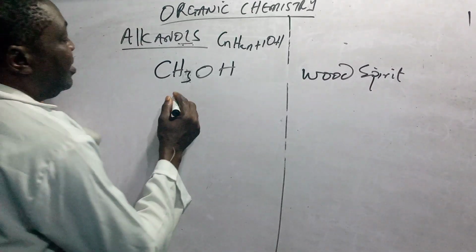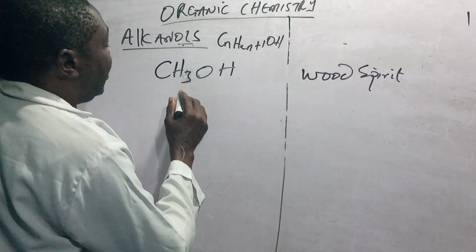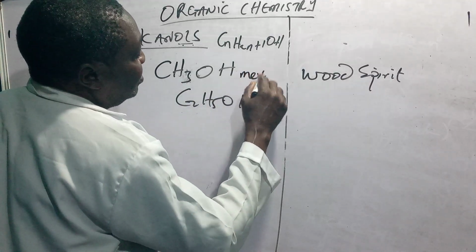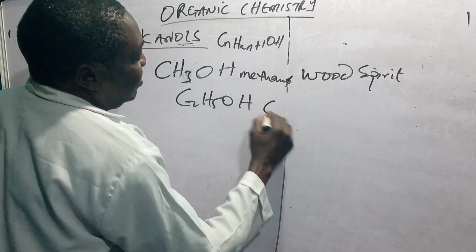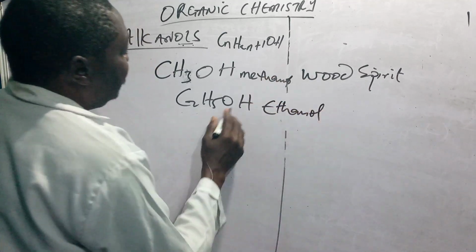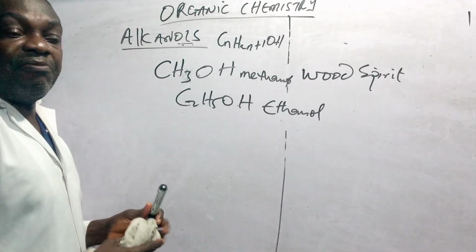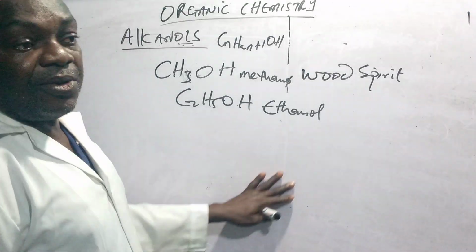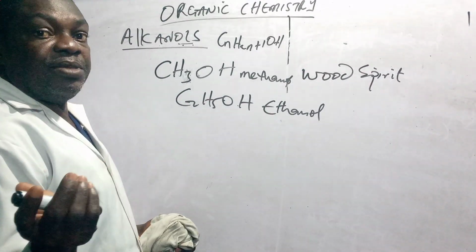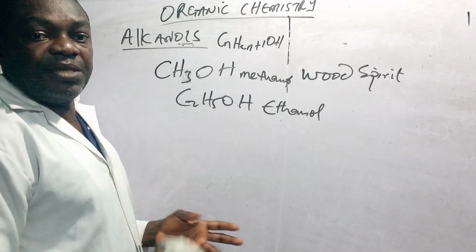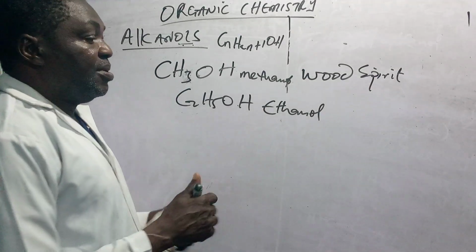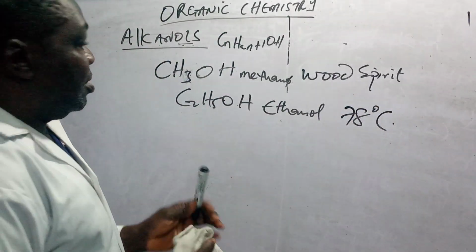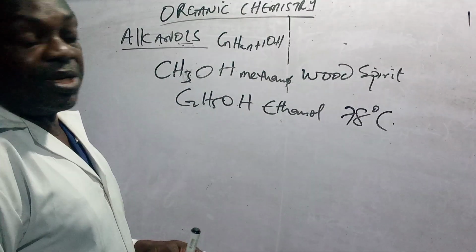Then you have the second member, which is C2H5OH. This one is ethanol, while the first was methanol. This second member is by far more versatile, of more use than any other alkanol. Most of the drinks we take, at burials and marriages, this is what they normally use. Ethanol, boiling at 78 degrees Celsius, is what they normally call gin. It is incorporated into the gin that they use for all those ceremonies.